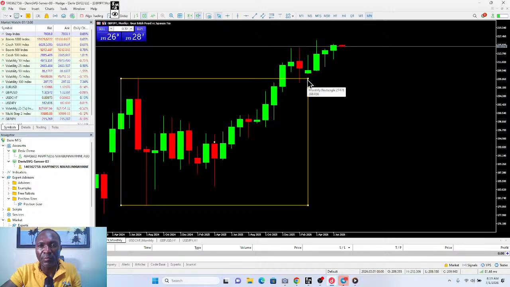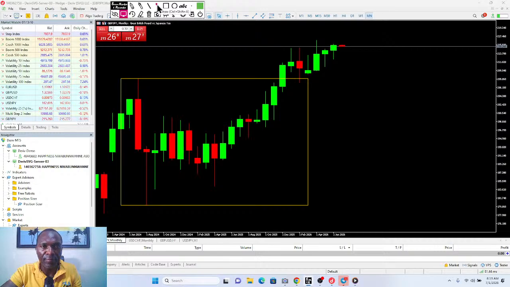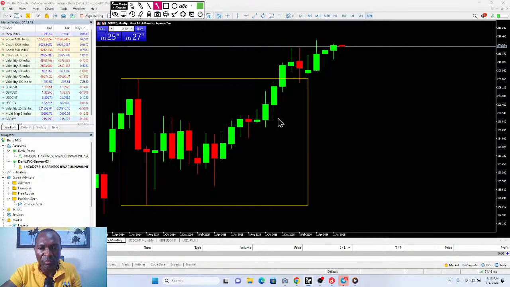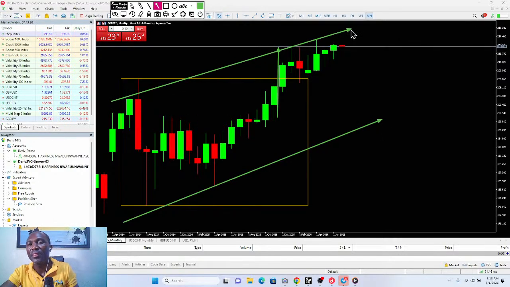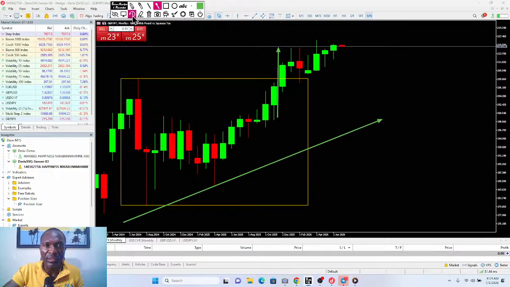So, if this is our pattern, as long as the market is breaking it to the upside, this rectangle, the market broke it to the upside. So because the market broke it to the upside, we are looking at trading an uptrend. We now say it's an uptrend because it's creating what? Higher high and then higher low. That's the first thing you need to put into consideration in this.